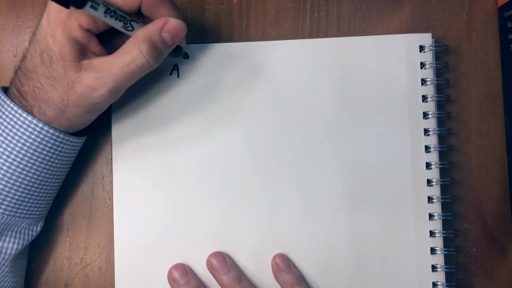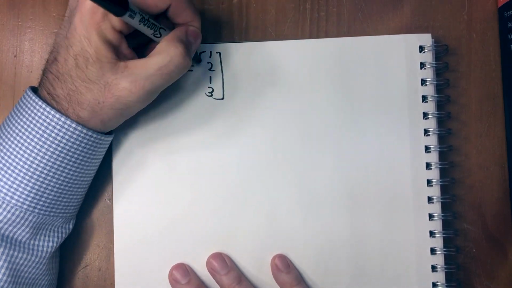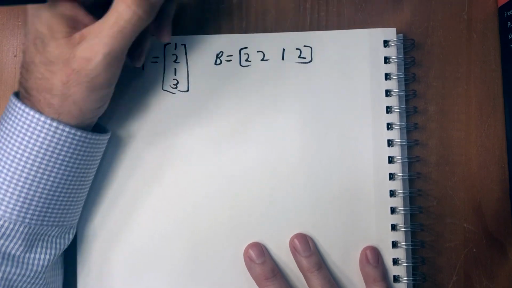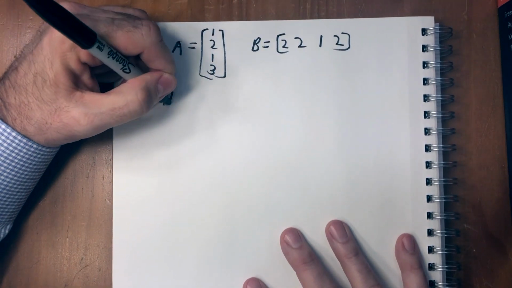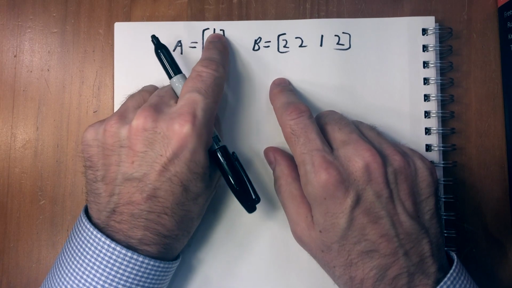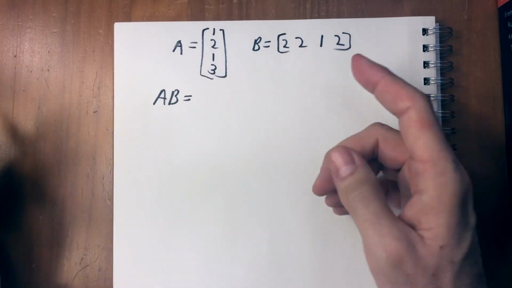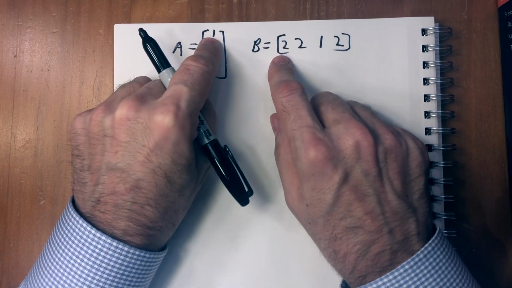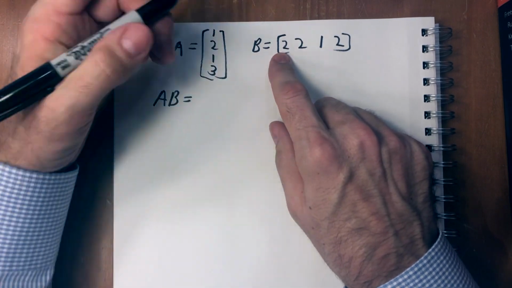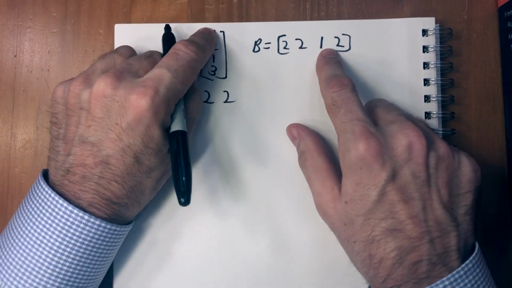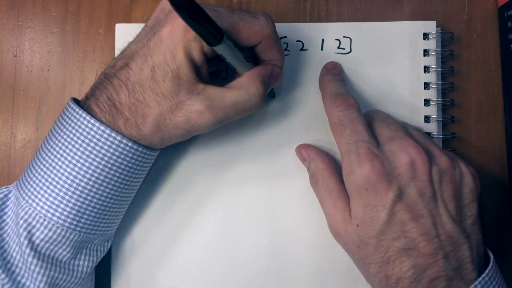But then look at what that means. It gets really weird. So A equals 1, 2, 1, 3. B equals 2, 2, 1, 2. Now if we want AB, the columns here is 1 and the rows here is 1. So this is defined. So what do we have? If you dot 1 and 2, you just get 2. So all we're doing here is just multiplying 1 by each one of these.